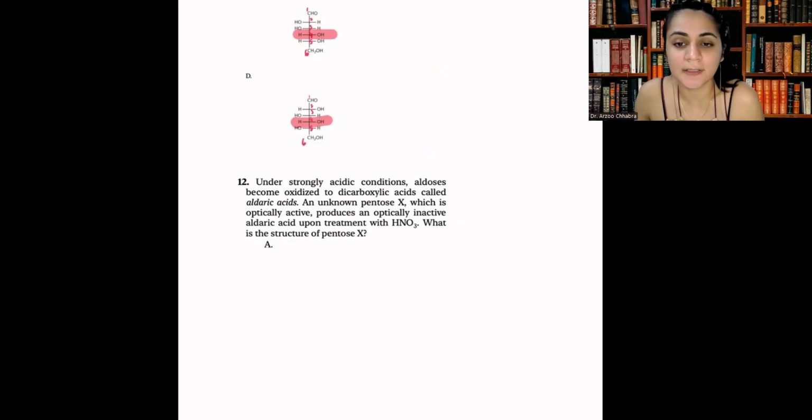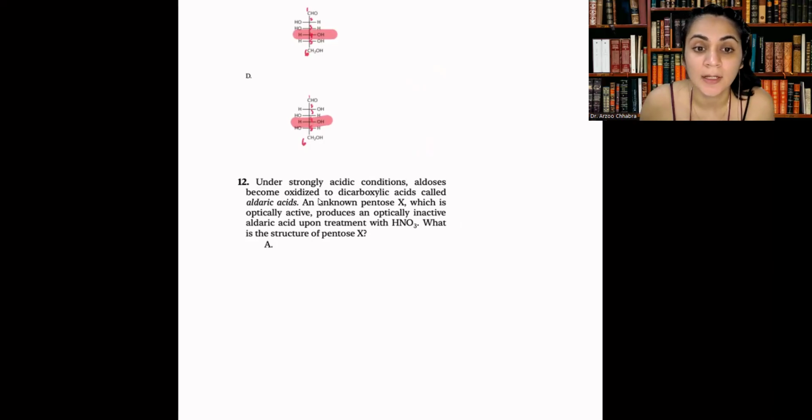Under strongly acidic conditions, aldoses become oxidized to dicarboxylic acids called aldaric acid. An unknown pentose X, which is optically active, produces an optically inactive aldaric acid upon treatment with HNO3. What is the structure of pentose X?